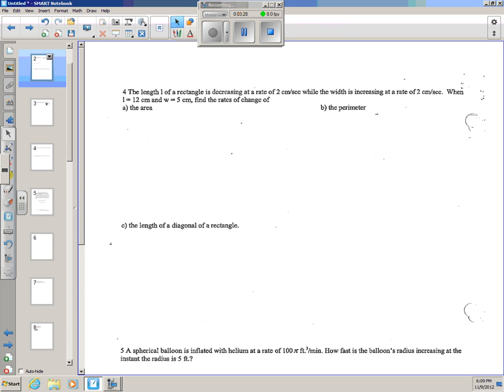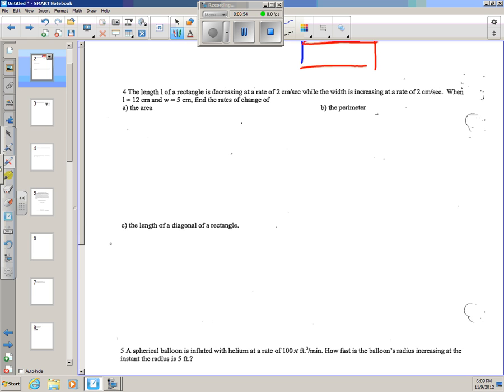So the length of a rectangle is decreasing at a rate of 2 centimeters per second, and the width is increasing at a rate of 2 centimeters per second. When the length is 12 and the width is 5, find the rate of change of each of these three quantities. Okay, so for all of these problems, the first thing I would do is draw out a diagram. So I would draw the rectangle.